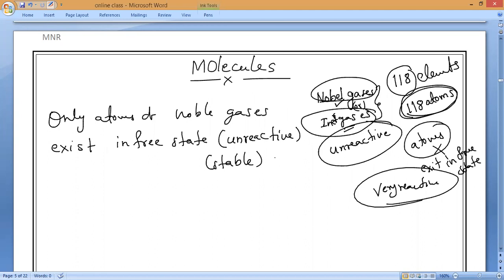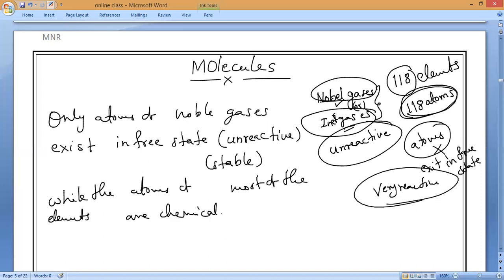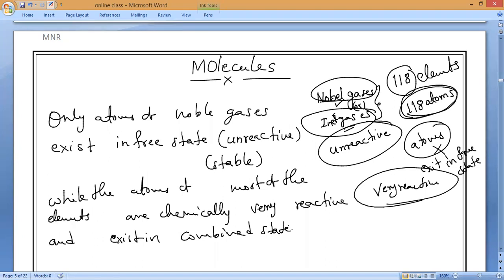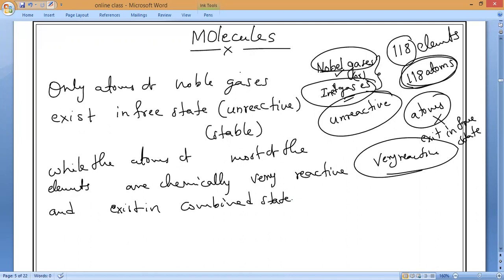Stable, exist in free state, while the atoms of most of the elements are chemically reactive or unreactive, guys? Chemically reactive, very reactive, and they exist always in what state? They exist in combined state only. Always it will be happening. So this is the reason why molecules are forming. With the help of this statement only, we are going to study in today's class. That is what is called molecules. So let us discuss what molecules are and how these types of molecules form.